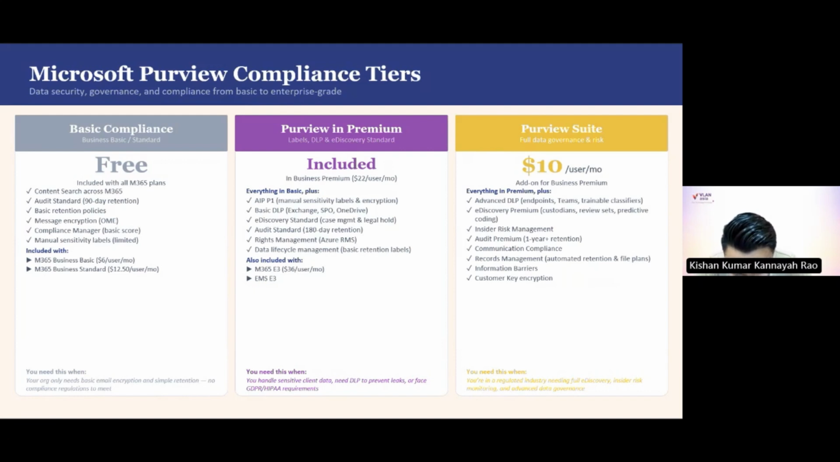So we have basic DLP for Exchange and OneDrive. DLP means what we call data loss prevention. So you can actually retain data for more than 90 days. You can change how many days you want to keep the data, right?